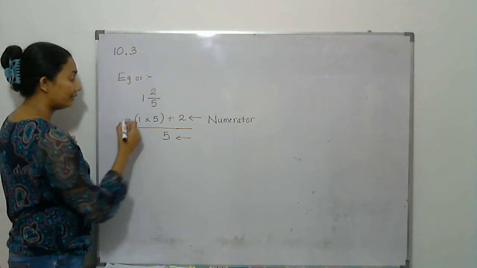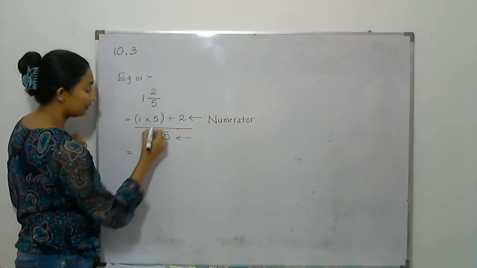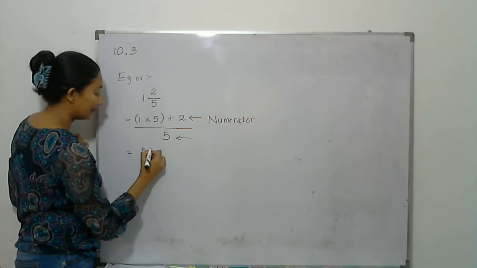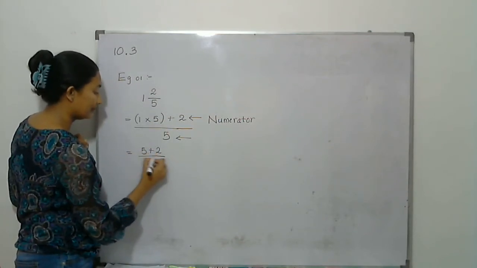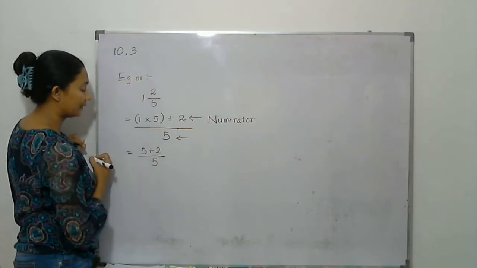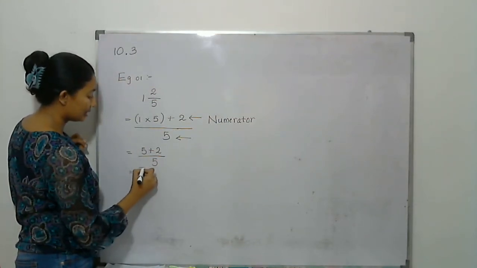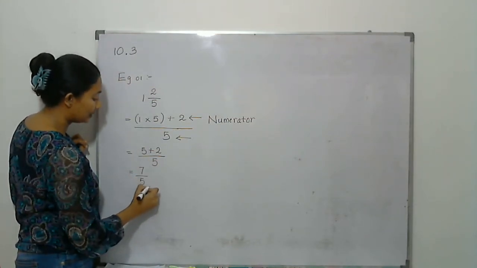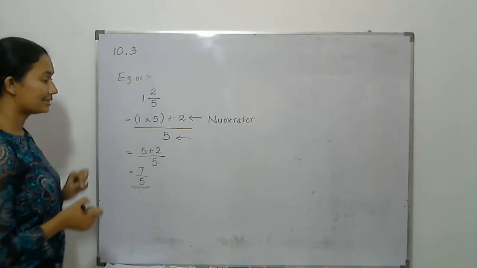Okay. Now let's simplify this one. 1 into 5 it's 5 plus 2 upon 5. Then 5 plus 2 is 7. The answer is 7 upon 5. I'll discuss another example.